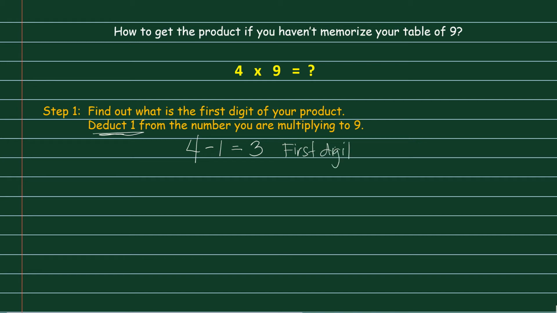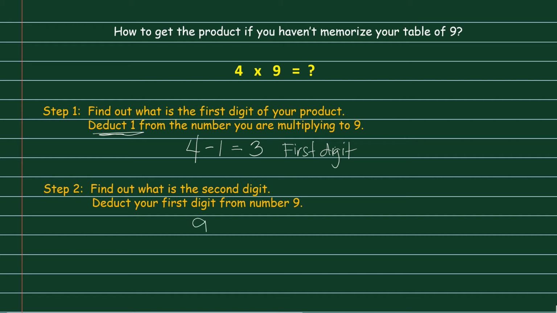Okay, that's our first digit. Okay, now let's go to step 2. So, our step 2 is to look for our second digit. How to find out your second digit is deduct your first digit from number 9.